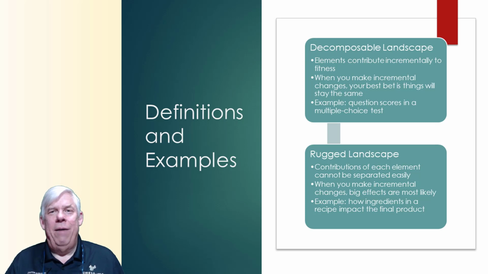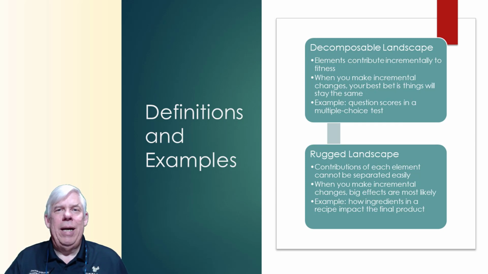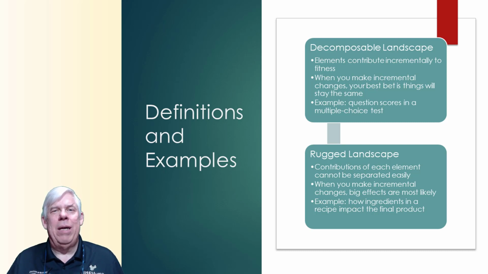So, looking at the definitions, decomposable landscapes are one where the various attributes that we're looking at contribute incrementally to fitness. And what that means is that when you make an incremental change, it's likely to have the same impact no matter what the values are of all the other attributes. Stated another way, it doesn't matter whether you've got question 4 wrong or right. Getting question 17 right versus getting it wrong will always have the same incremental impact on your score, using the multiple choice test example.